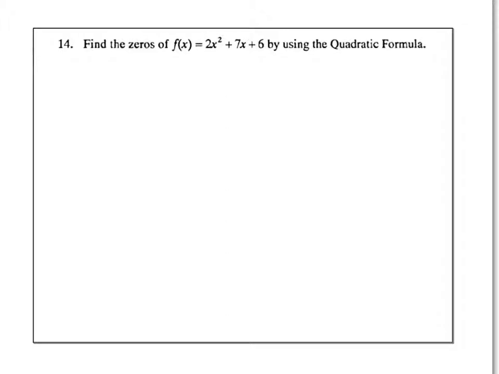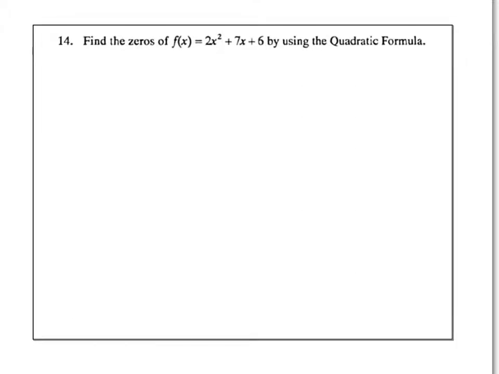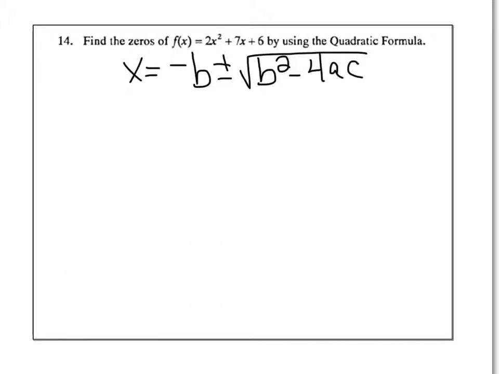So this problem tells us to find the zeros using our quadratic formula, which again, remember you do need to have memorized, and it's x equals -b plus or minus the square root of b squared minus 4ac all over 2a. Well, the first thing we look for is to make sure one side is equal to 0.